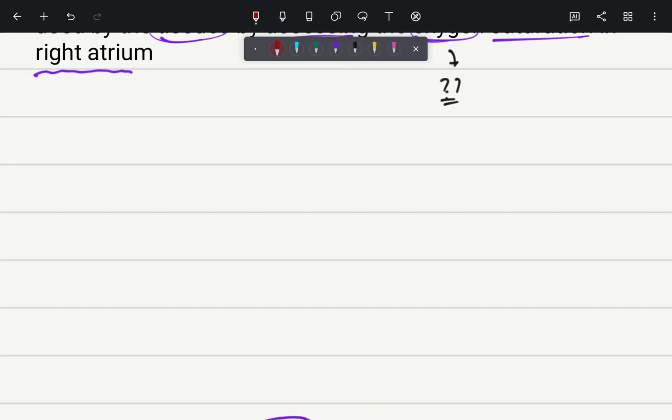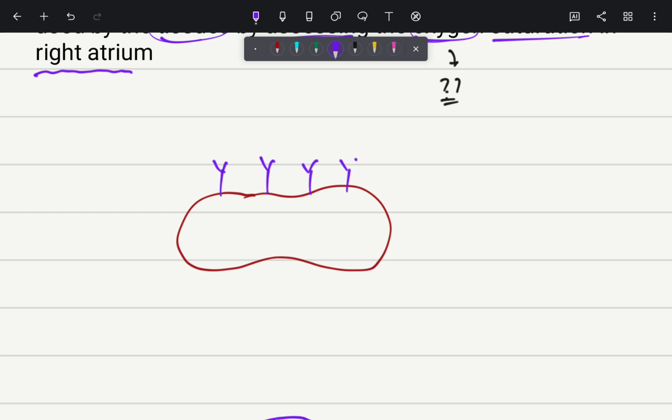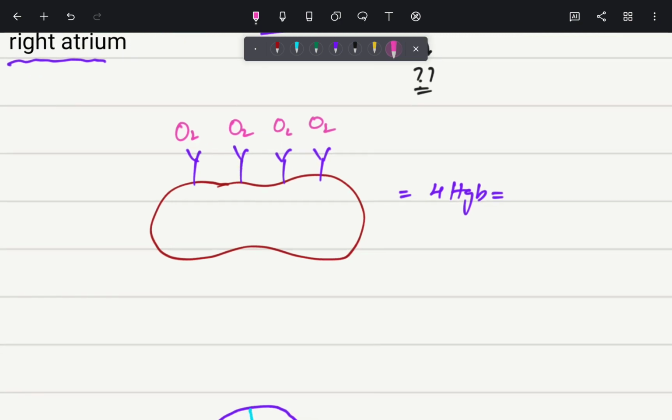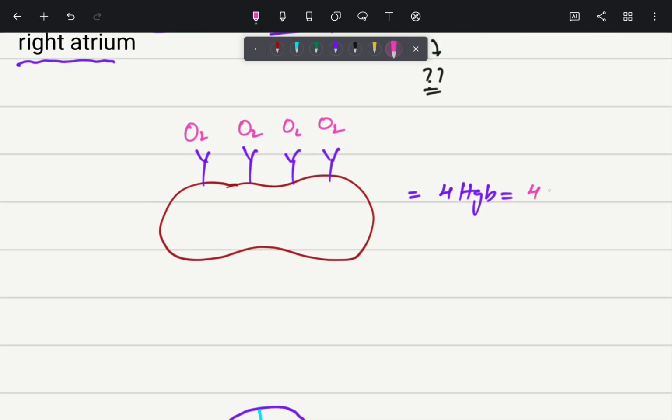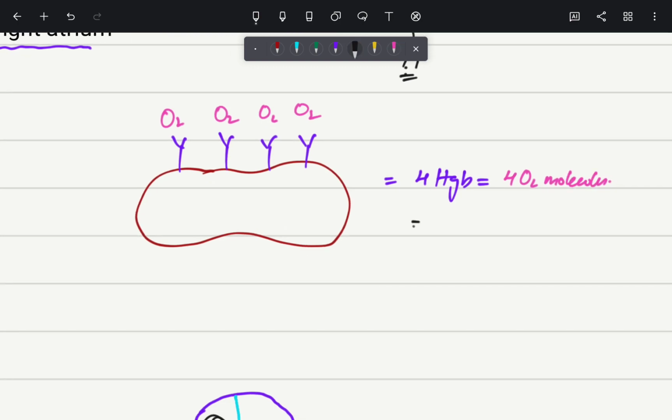So here we will draw a small diagram of the red blood cell. This is the red blood cell, and each red blood cell is going to have up to 4 hemoglobin chains, and each hemoglobin chain can hold one oxygen molecule. So a total of 4 hemoglobin chains can hold up to 4 oxygen molecules. In summary, whenever the 4 oxygen molecules are sitting on the 4 hemoglobin chains, we say there is 100% oxygen saturation. I hope you are clear with this term.